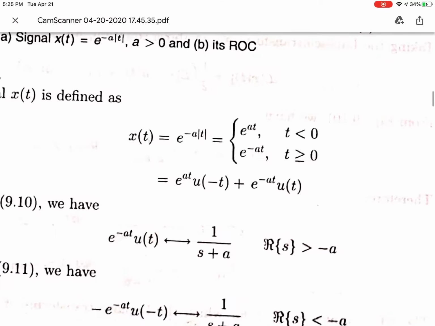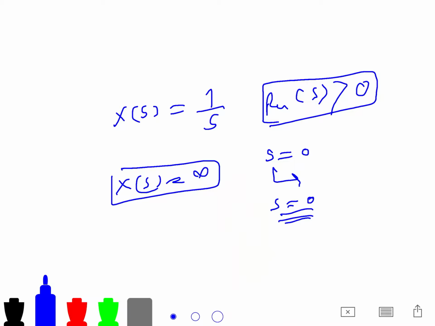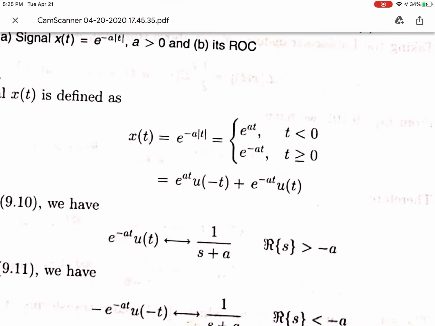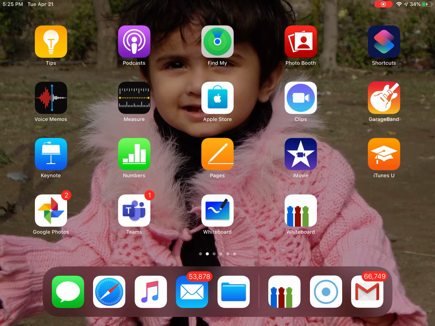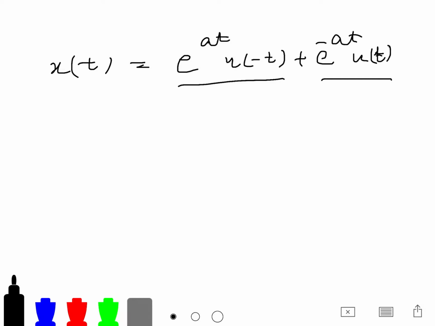How can you identify the function? You can use the transform pair for that. Here I am writing the given function: x(t) is equal to e to the power at u of minus t, plus e to the power minus at u of t. This is the function for e to the power minus a mod of t.